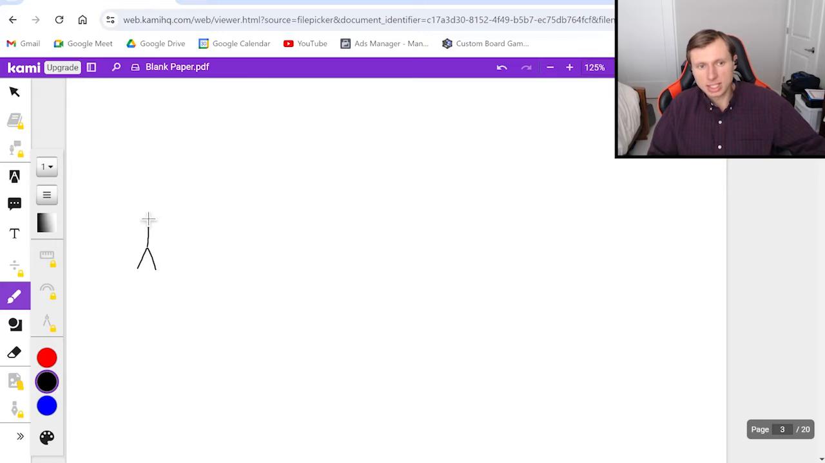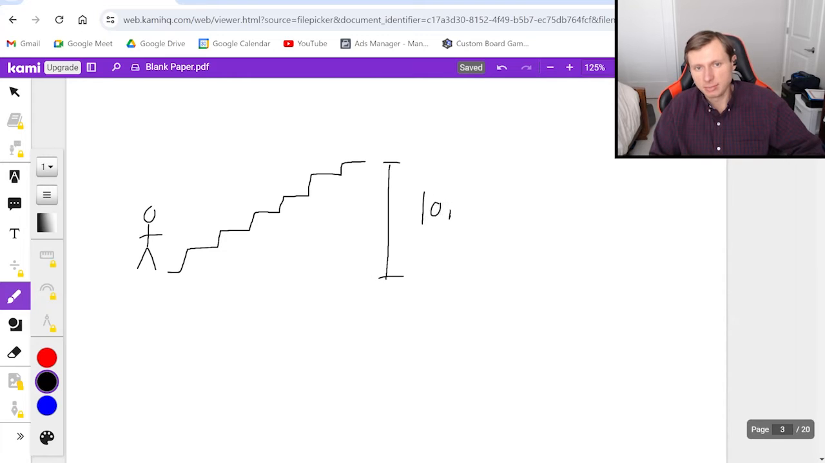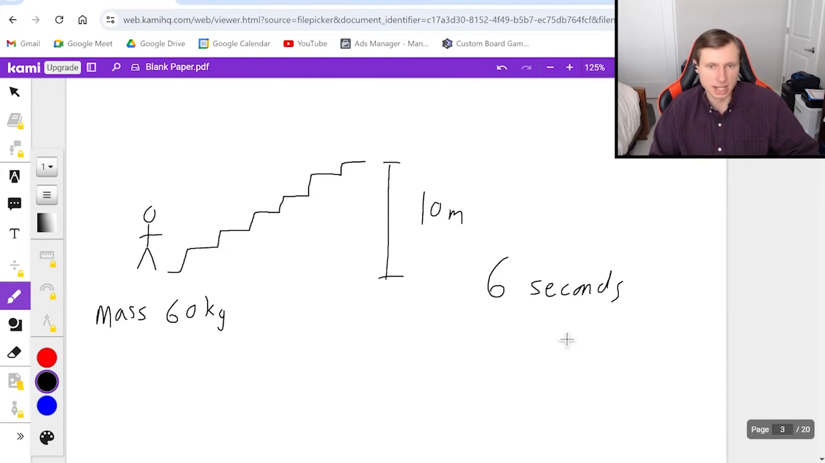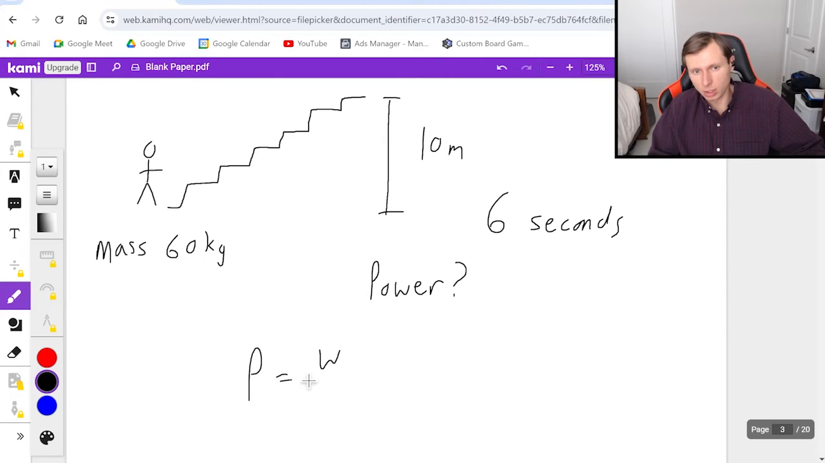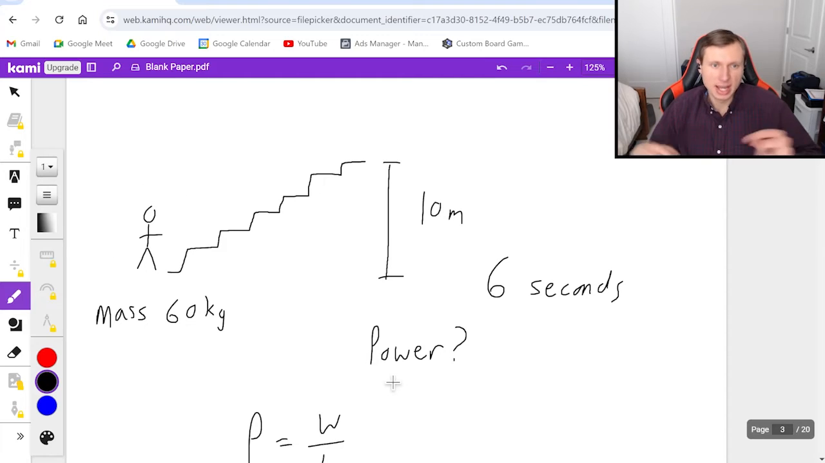For this one, let's say I want to run up a flight of stairs that is 10 meters high. We'll say that I have a mass of 60 kilograms. And if it takes me 6 seconds to climb the staircase, how much power did I do? So to solve this one, we're going to use the same equation, power equals work over time. But the problem is we don't know what the force is. But we can find the force if we do a free body diagram.